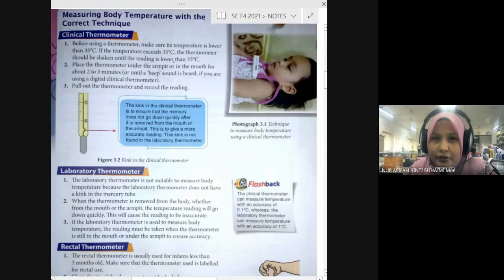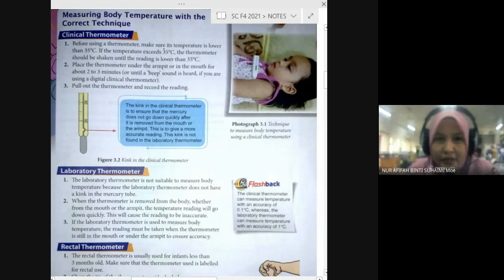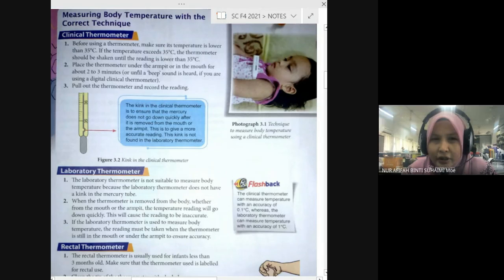This is the correct technique of using the thermometer, the correct technique of measuring body temperature. The first one, when using a clinical thermometer, we need to shake it. We need to shake the thermometer until the reading is lower than 35 degrees Celsius.